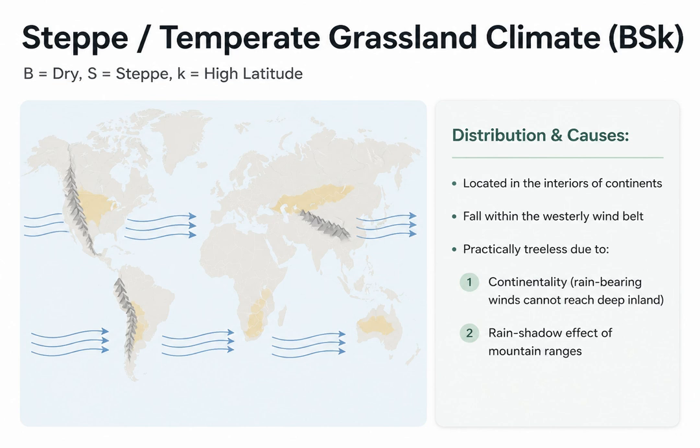Moving away from the true deserts, we enter the other half of the dry climates, the steppe or temperate grassland climate, labeled BSK. The S stands for steppe. These regions are primarily located deep within the interiors of continents, falling squarely within the westerly wind belt. The defining feature of the steppe is that it is practically treeless. This lack of trees is driven by the same factors that cause mid-latitude deserts: extreme continentality, where rain-bearing winds simply dry out before reaching the interior, and the rain shadow effect from coastal mountain ranges blocking incoming moisture.